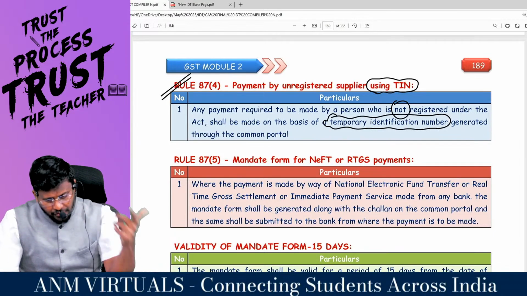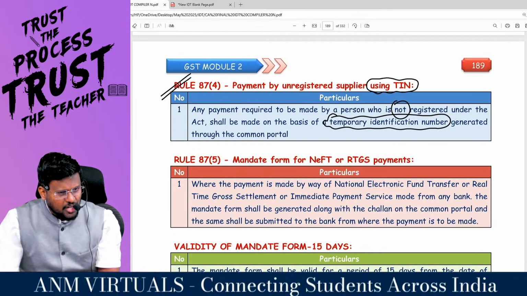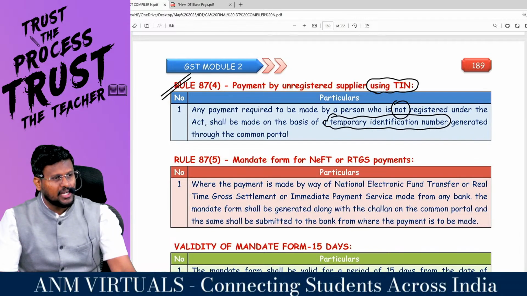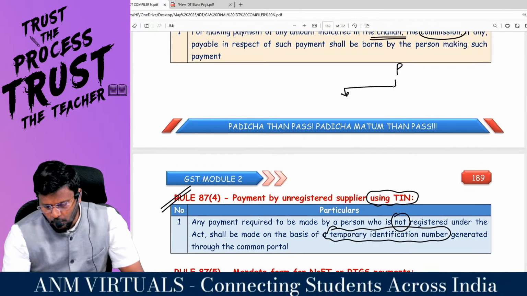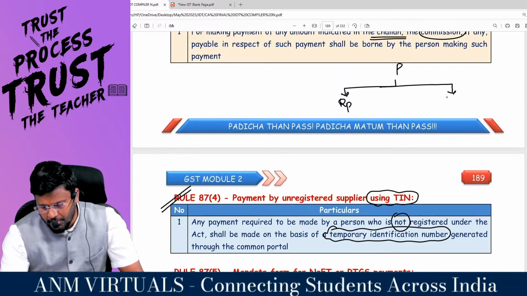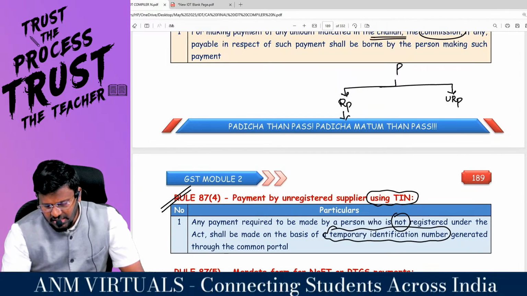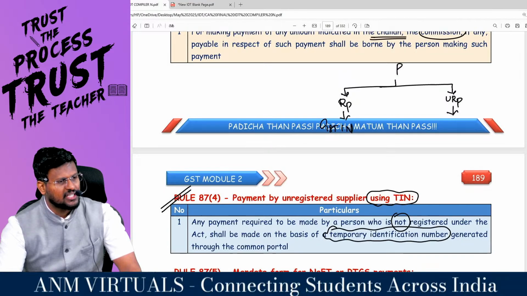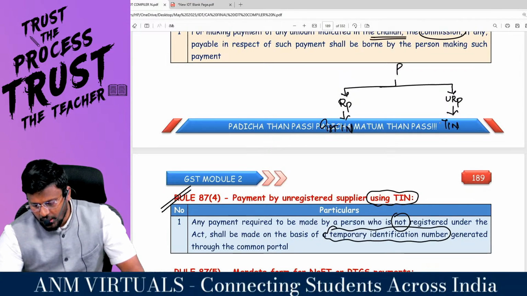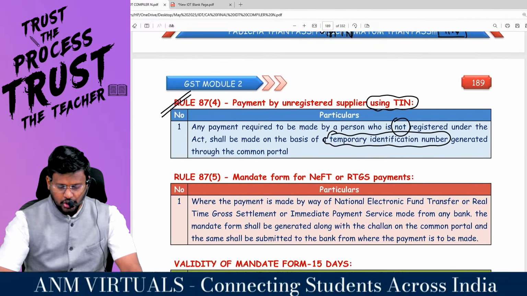That is GST identification number. If you are an unregistered person, you won't have a GSTIN. You will be having a TIN. What is TIN? Temporary identification number. So the person can be classified into two categories. Registered person, who can make the payment through GSTIN, whereas an unregistered person can make the payment through TIN.